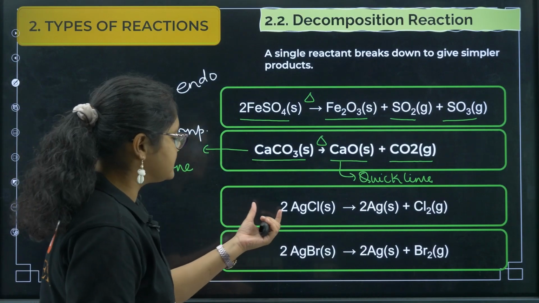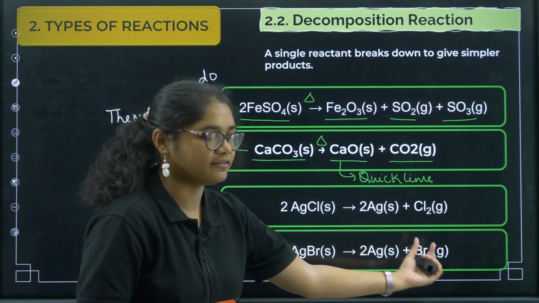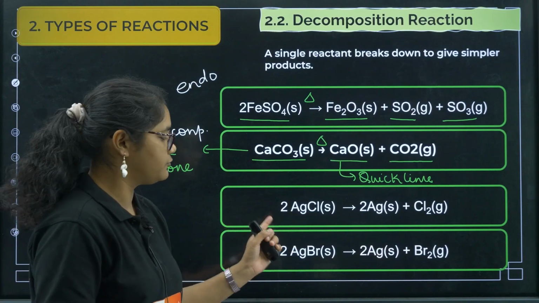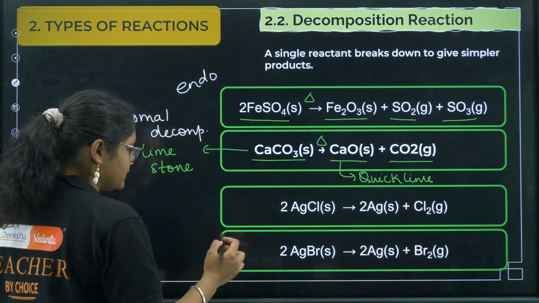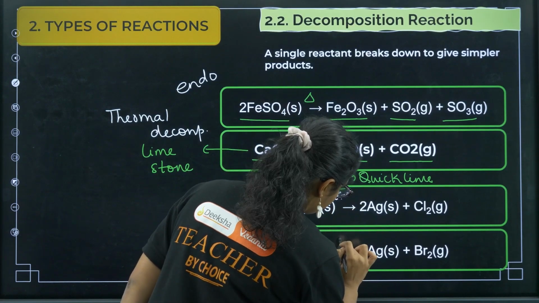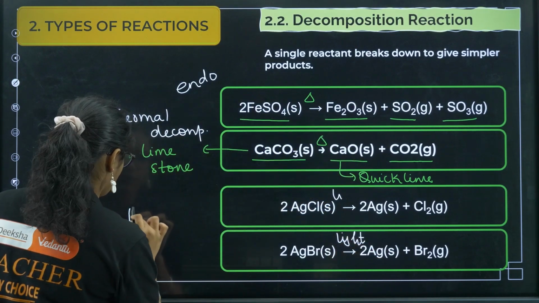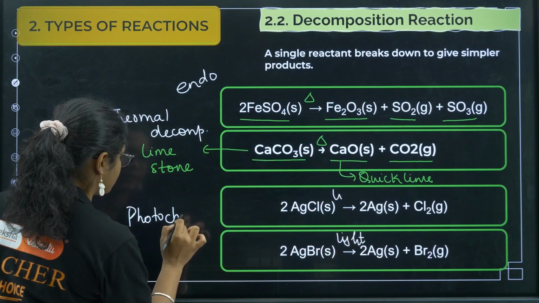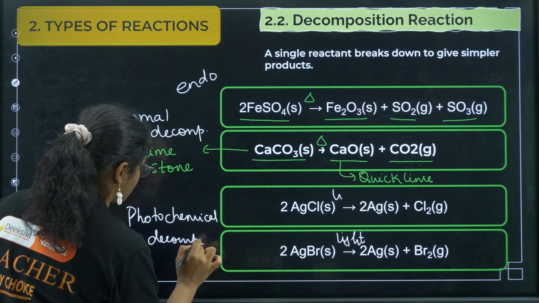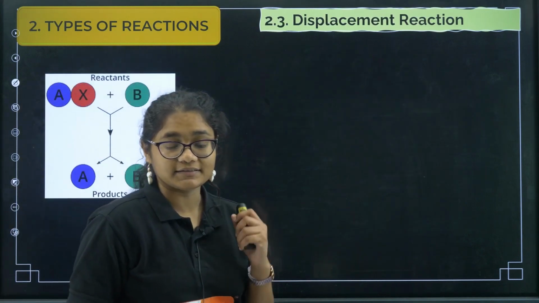Next, AgCl can break into Ag and Cl2. Similarly, AgBr can break into Ag and Br2. This is also a decomposition reaction, but this breaking will not take place if you give heat. To break this, you need to give light. This type of decomposition where we need light to break the molecule is called photochemical decomposition. Okay, clear? Fine.